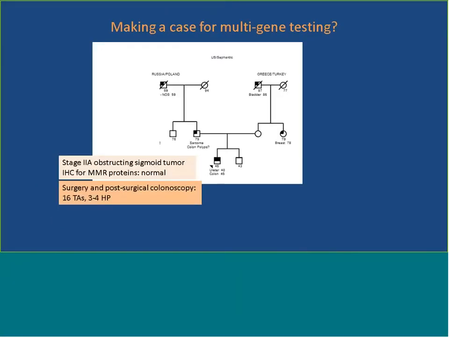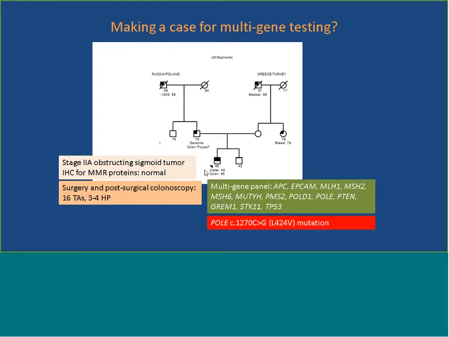So in terms of making the case for multi-gene testing, this is a patient that I recently saw, a 40-year-old man with ureter cancer and also colon cancer. He presented with an obstructive sigmoid tumor, was emergently taken to the operating room, and his tumor was a stage 2A tumor, and IHC was normal. But given my concern for Lynch syndrome for the obvious reasons, we did some further testing. I should mention that he also underwent a post-surgical colonoscopy, which showed 16 tubular adenomas and 3 to 4 hyperplastic polyps. So I wasn't sure, was this Lynch, was this polyposis, what was this?